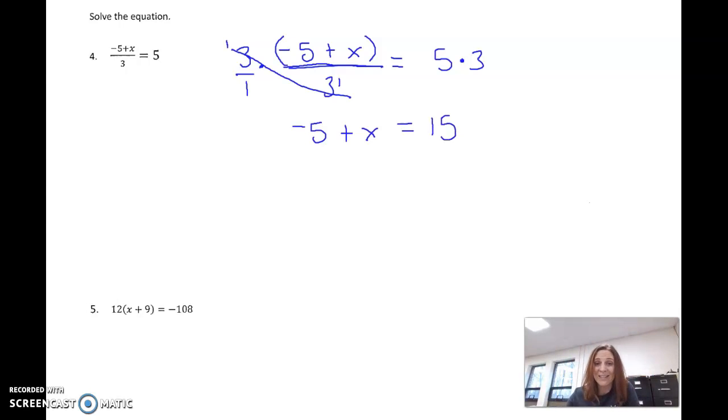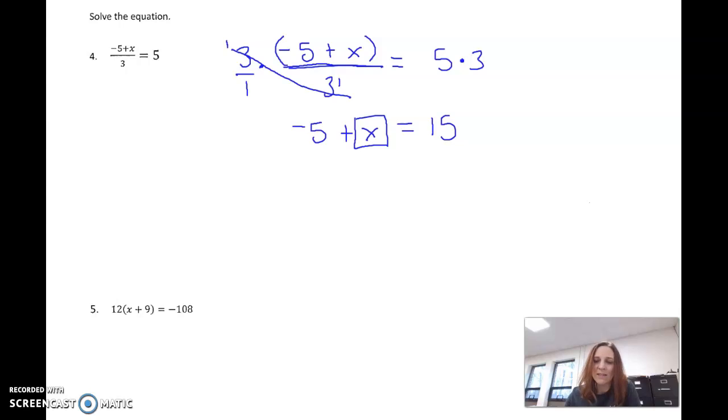Now, I'm solving for this x right here. I have to get rid of this -5, right? Solving for this x, for this unknown number right here. How do I get rid of -5? Now, this is one of those cases where I'm like, well, I'm adding 5. That means I have to subtract 5. Well, what's -5 plus a -5? It ain't 0.